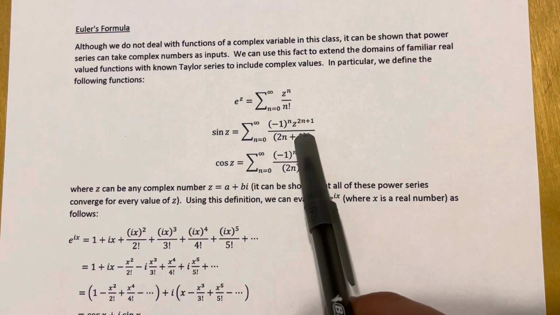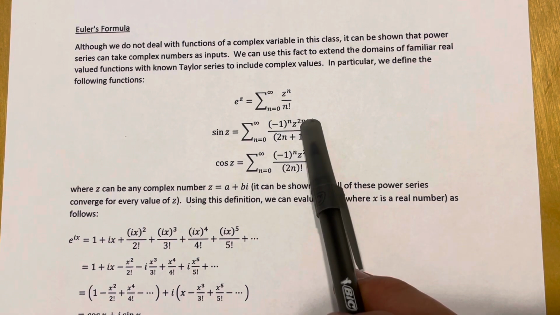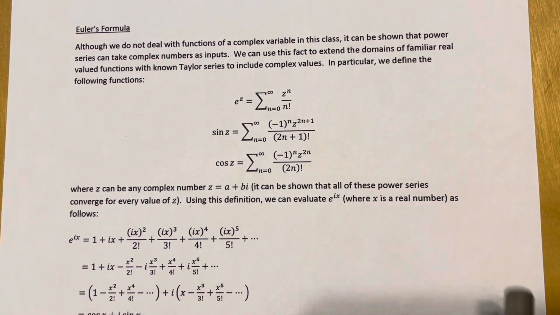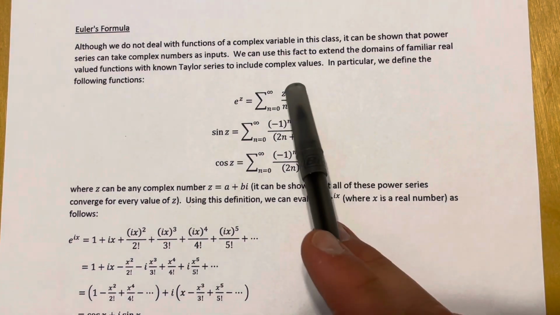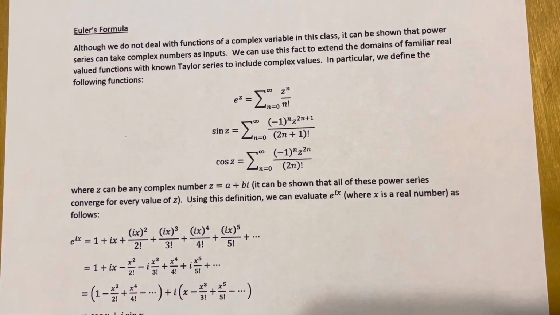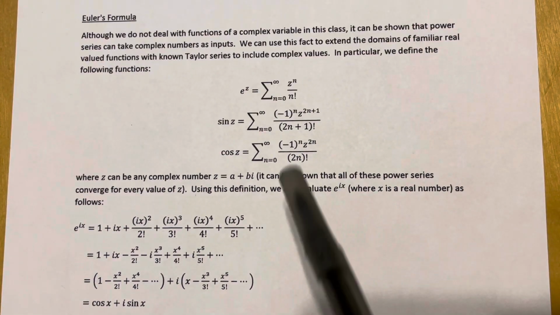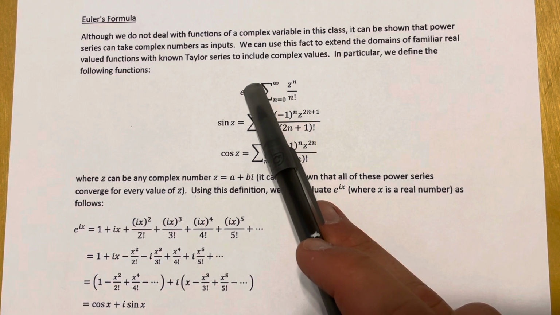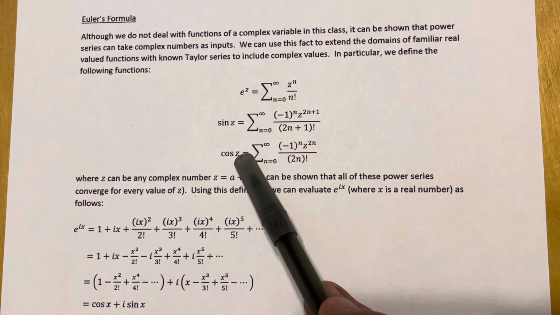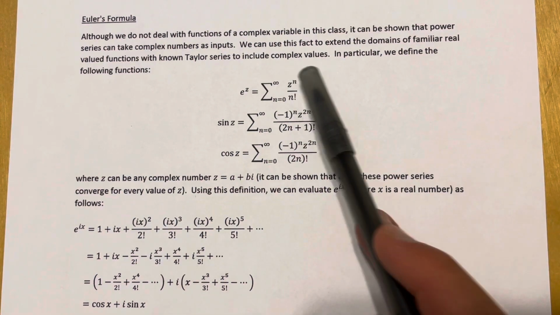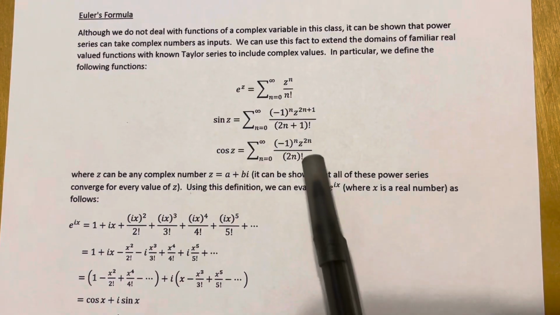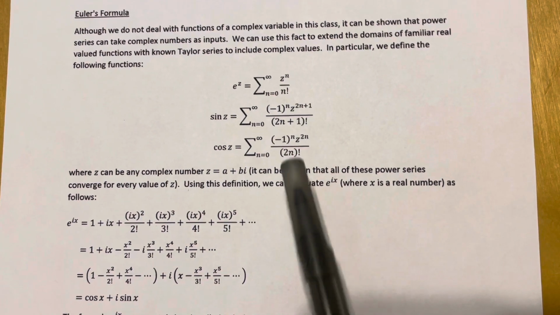Sine of z can be defined as its Maclaurin series, but replacing the x with a z, so that z can now be a complex number. And we know what it means to raise complex numbers to integer powers. We talk about that in trigonometry. We talk about shortcuts for that. So now I have definitions for the exponential function, the sine function, and the cosine function, which allows me to plug complex numbers into those functions. And what I want to do is show that they are related to each other.